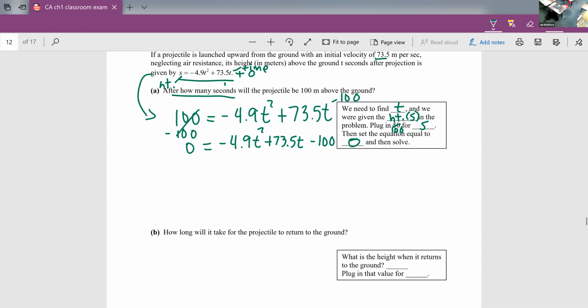So are we ready to identify A, B, and C? Tell me what's A. Negative 4.9. B is 73.5. C is negative 100.